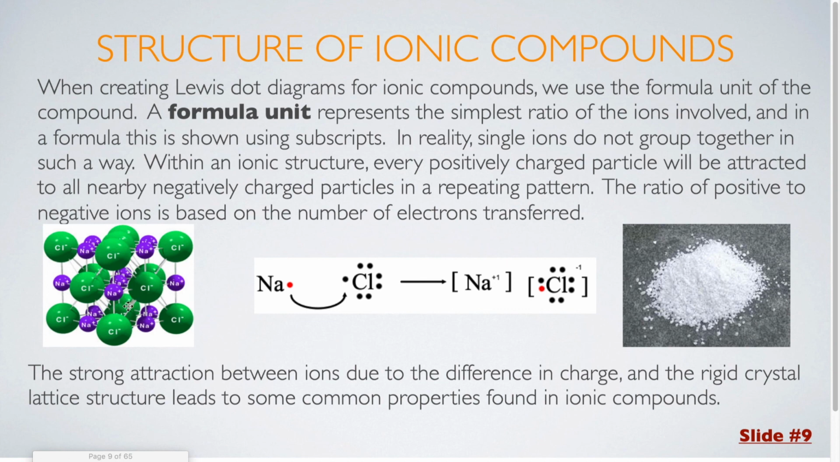So here you can see an example of what an ionic structure would look like if you were able to zoom in. You would have a positive sodium, which is completely surrounded by negative chlorines. And for each one of your negative chlorines, they are completely surrounded by positive sodiums. The strong attraction between ions due to the difference in charge and the rigid crystal lattice structure leads to some common properties found in ionic compounds.